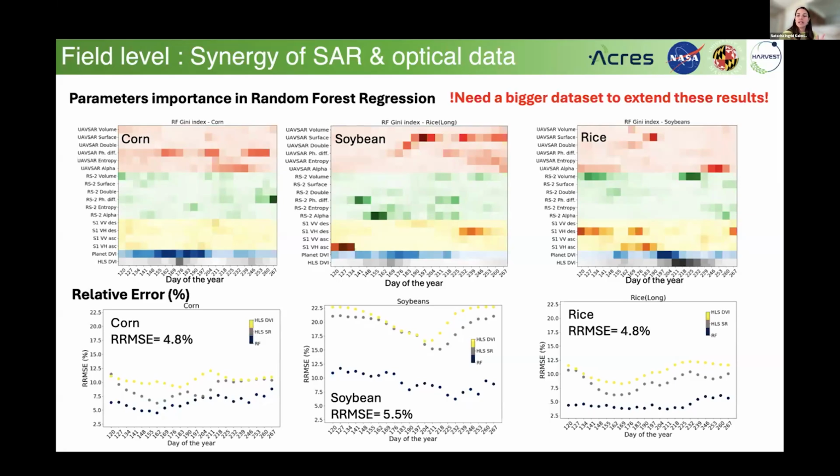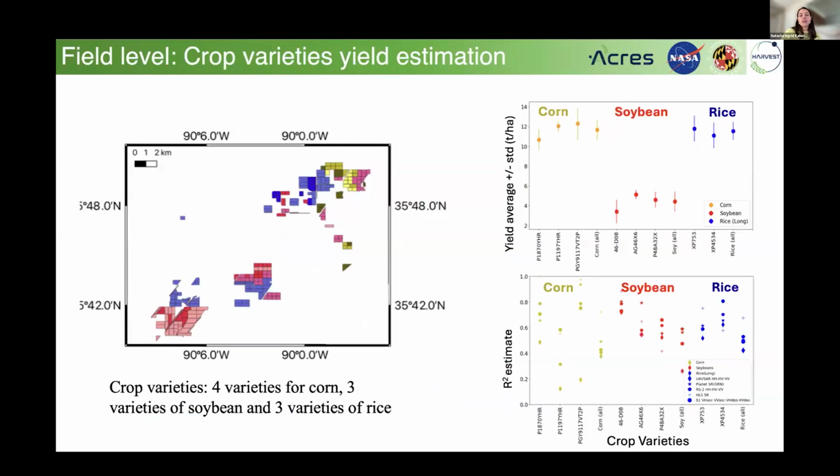So the goal of this study was to understand what kind of parameters could be useful, and at what time along the growing season. But to apply this method, we need a much bigger data set to train the model and again to validate over different countries and different types of area.